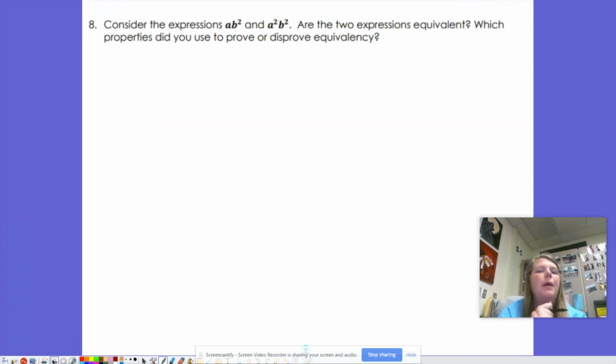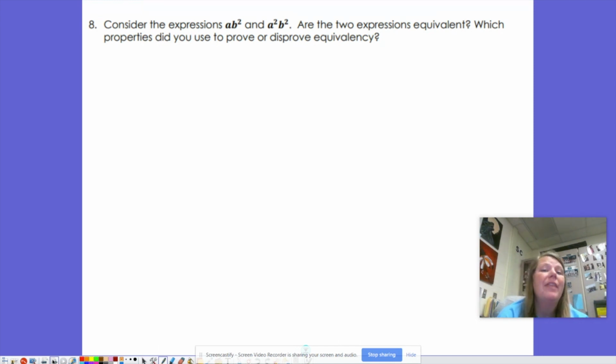All right, and then the last problem I want to look at is number 8. So it says a times b squared and a squared plus b squared. Are these two equivalent? And which properties could you use to prove or disprove equivalency? So obviously they're not equivalent. We've talked about squares before. And I don't necessarily know that I would use a property to prove this. You could. Neither associative or commutative properties would help us prove this.